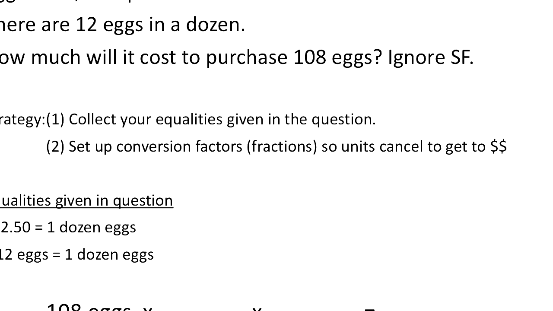Eggs cost $2.50 per dozen. There are 12 eggs in a dozen. How much will it cost to purchase 108 eggs? Just ignore sig figs for now, since we're talking about money.